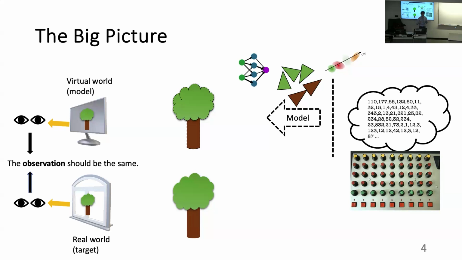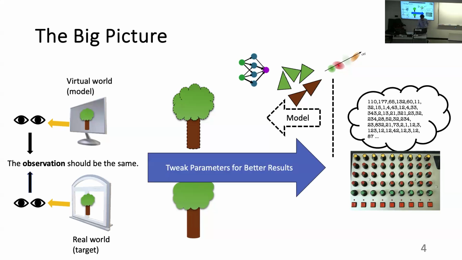So we have to come up with a measure of how we measure the difference between our virtual world and our real world. And then we would like to tweak our parameters for better results. And this is what we've been doing when we were optimizing some neural radiance field and tweaking the parameters of our neural network. And this is exactly what we will be doing with 3D Gaussian splatting, but our parametrization will be a completely different concept.